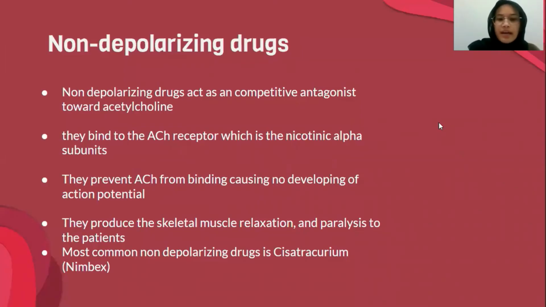causes paralysis in the patient. Non-depolarizing drugs act as a competitive antagonist toward acetylcholine. They bind to the ACh receptor, which is the nicotinic alpha subunit. They prevent ACh from binding, causing no development of an action potential. They produce skeletal muscle relaxation and paralysis in the patient. The most common non-depolarizing drug is the serum.